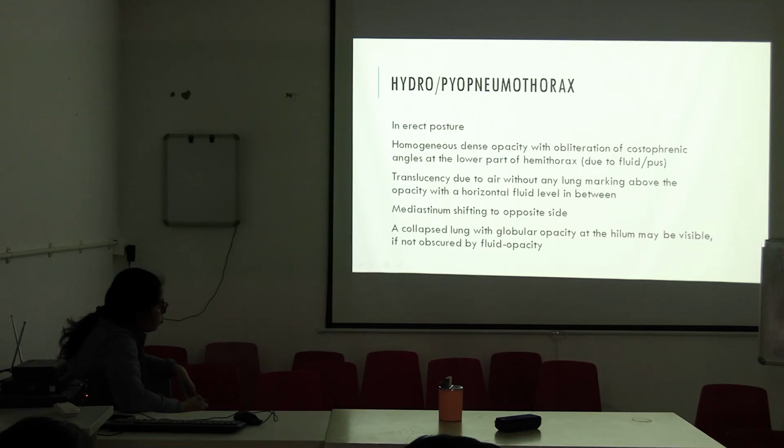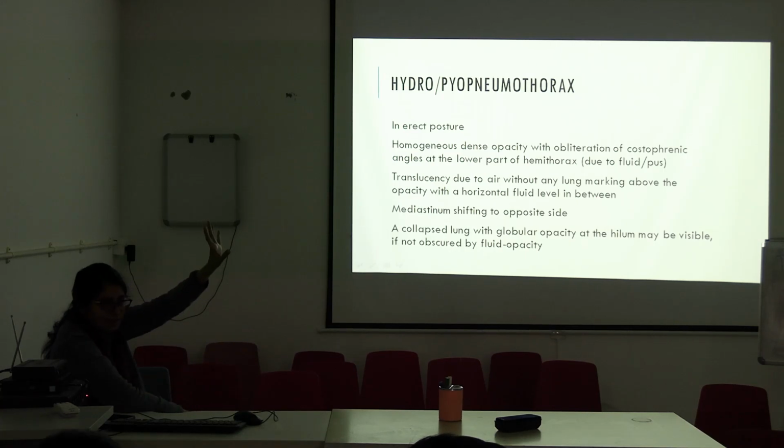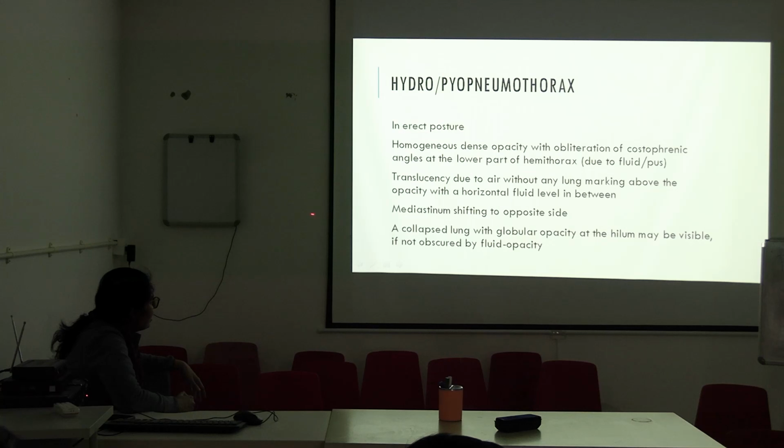Translucency due to air without any lung marking above the opacity with a horizontal fluid level in between. So there is a fluid level, above there is air, below there is fluid. So above there is no lung marking. But in pleural effusion, above there was lung marking and below there was fluid. Here above it is black, with no lung marking, and below is fluid. Yes, air fluid interface. And there will be mediastinum shifting to opposite side.